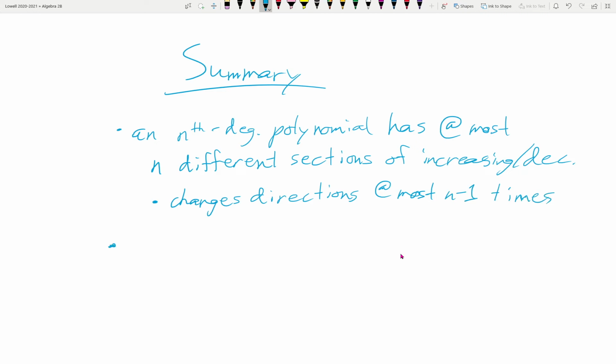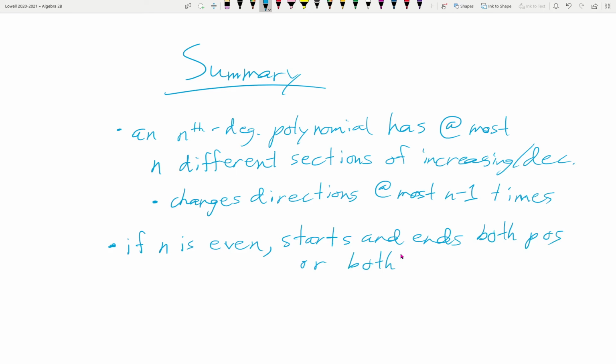On the second part, if n is even, then your polynomial starts and ends both positive or both negative. And if it's odd, then they start and end with opposite signs.